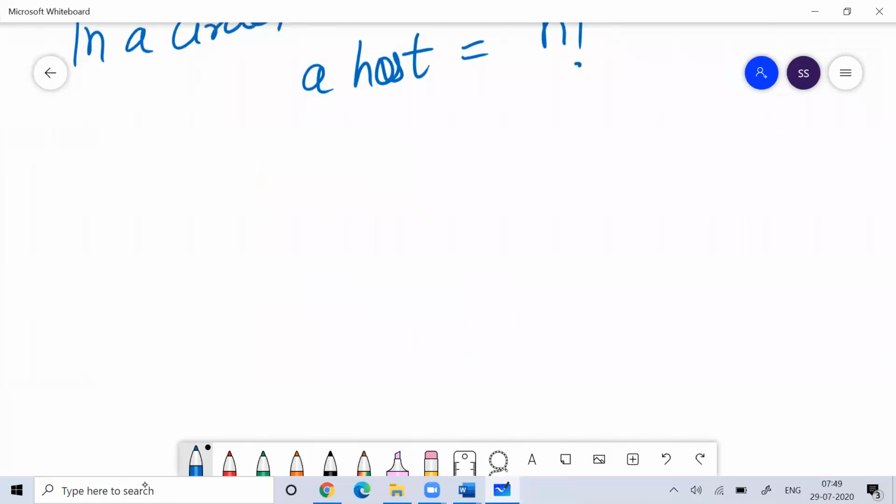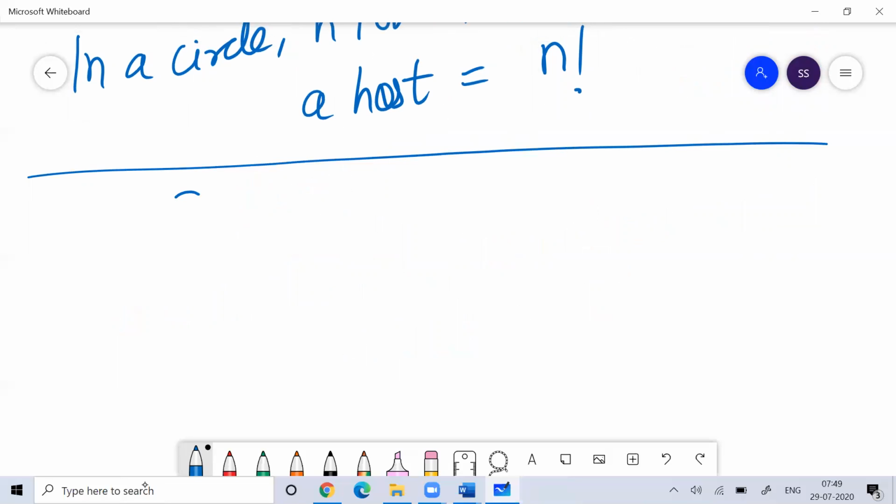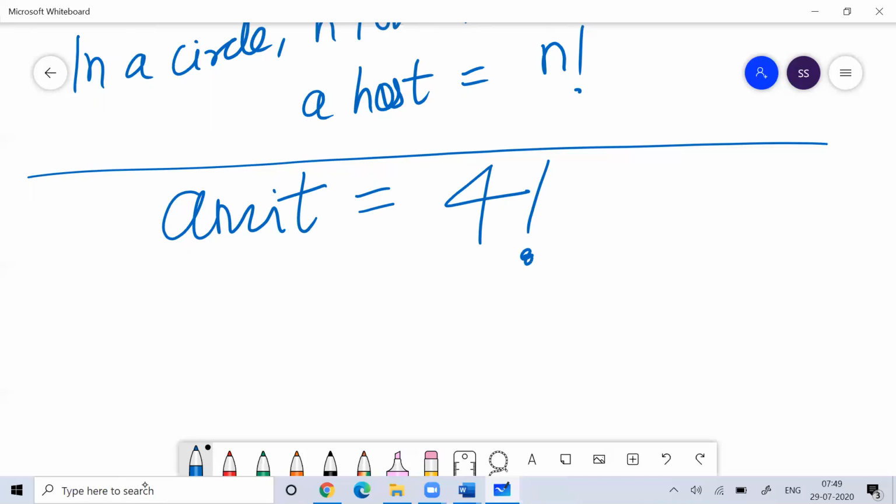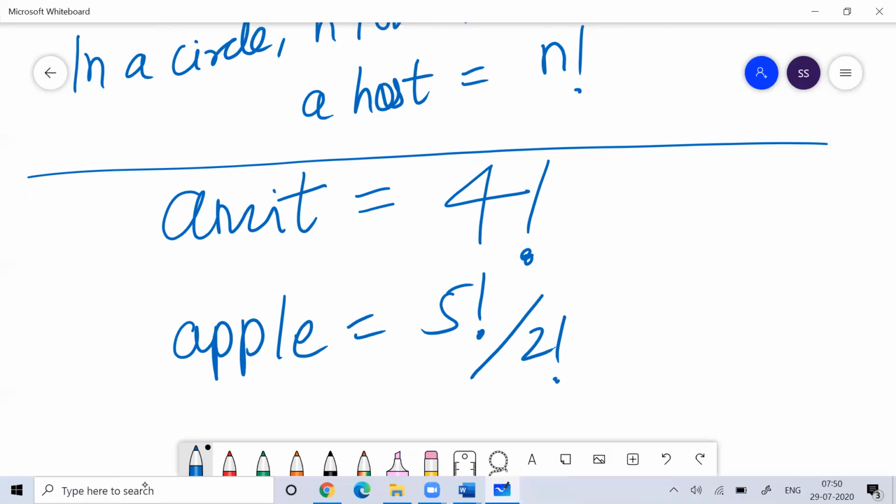Now, imagine my name is Amit. In how many ways can you arrange the letters of my name? That is 4 factorial, because 4 letters are there. Similarly, if I ask you for apple, the answer would be 5 factorial by 2 factorial. Why? Because P repeats 2 times, so duplications will happen.